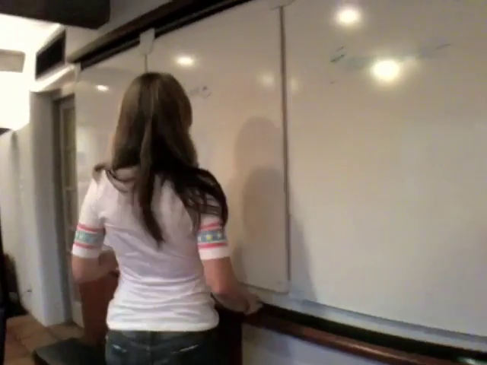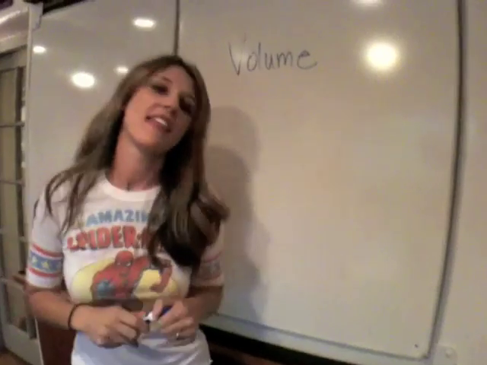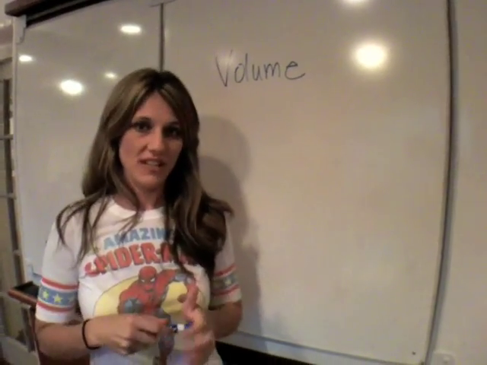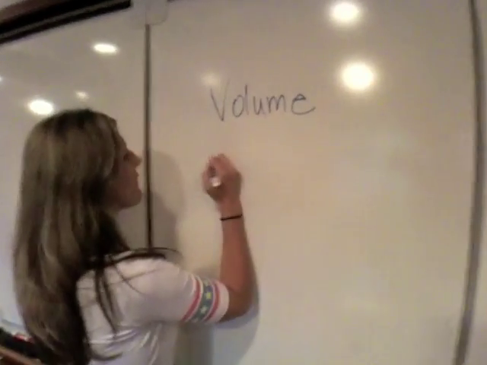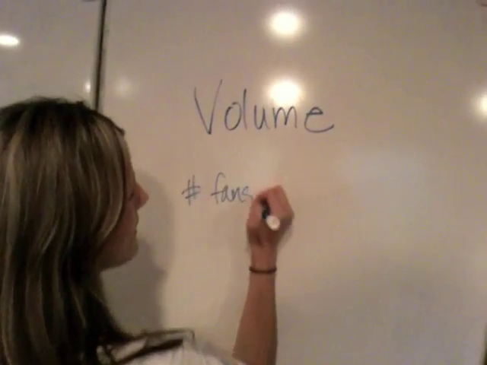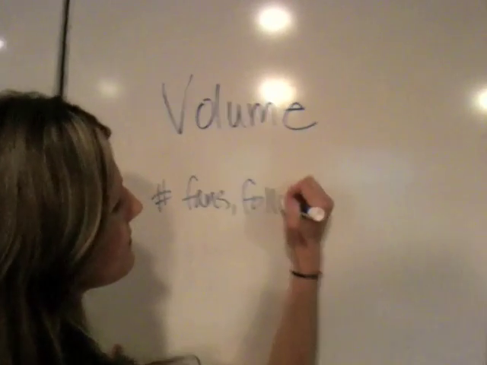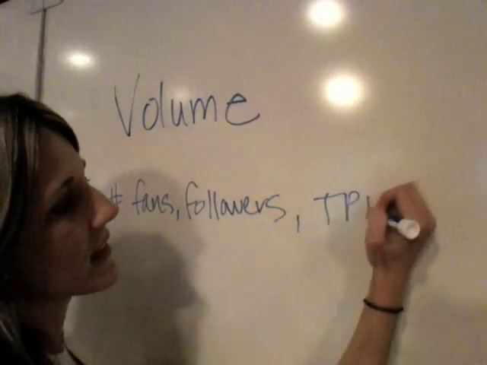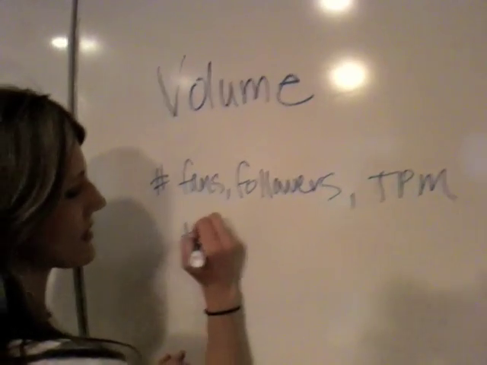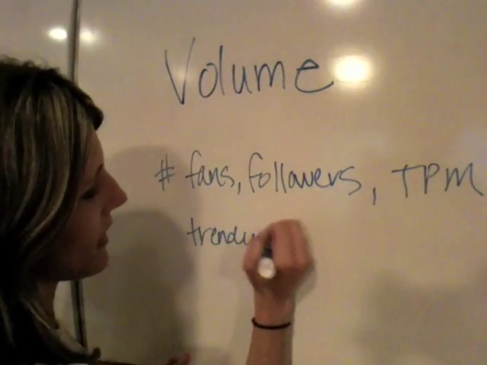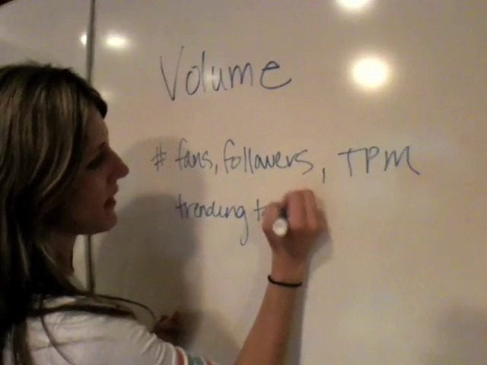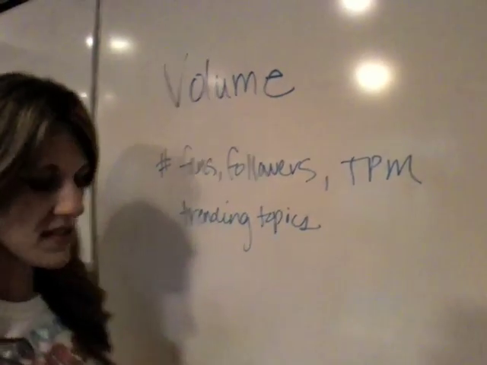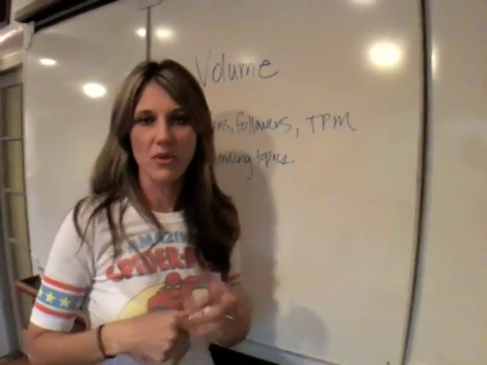So, back to number one. The goal is to establish at least two KPIs that reflect volume metrics. So these are number of fans, followers. This could be anything from tweets per minute, trending topics, anything that represents reach and frequency for the most part.